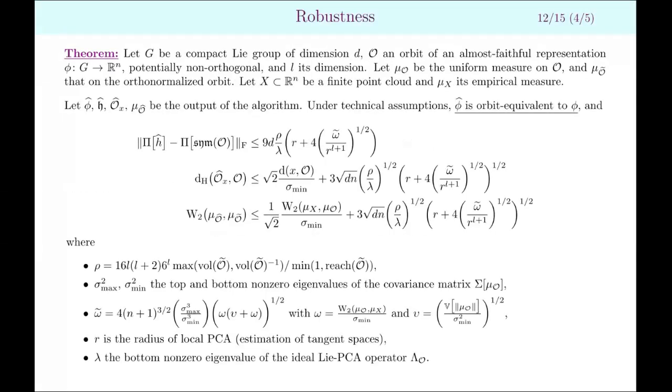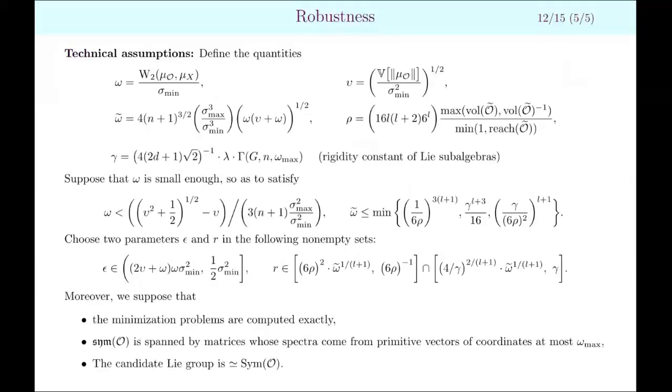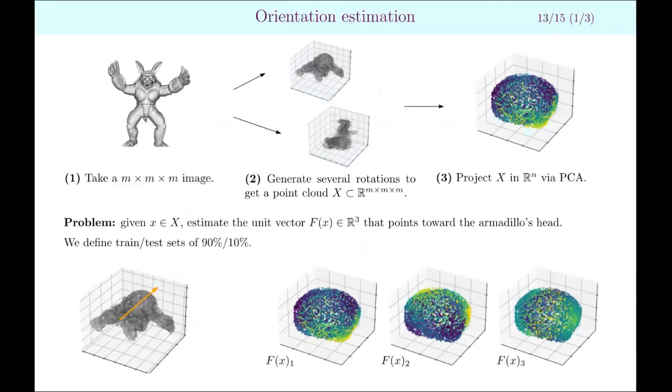So the actual theorem looks like that. We have explicit terms for all the distances involved, depending on geometric quantities associated to the objects of the problem. And these are the technical assumptions we have. All right. Let me run through the applications then.